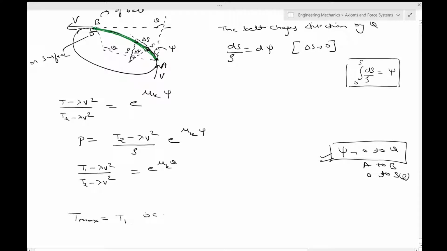So T max, as you know already, equal to T1, occurs at B. How do we know? Just look at any equation, say like this one, and it will tell you that T will become maximum when this exponential term becomes maximum, and you know the graph of the exponential e to the power of x. So that's how you can do it, or you can just take a derivative and double derivative, whichever way works. But you should know that the maximum value will occur at psi equal to theta. So T equal to T1 occurs at B, and this is in the direction of VBD.